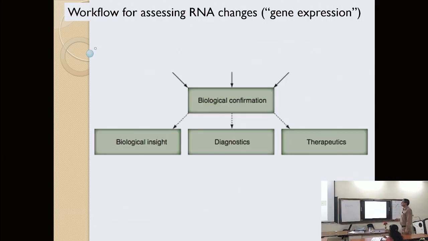Okay, and then biological confirmation. So if you have identified a gene that is important because it has a differential abundance, you would want to do some wet lab. So design an experiment or assay to confirm the function of that gene in the context of what you are interested in. So this will give you novel biological insights, and it can also be used in diagnostics and therapeutics.